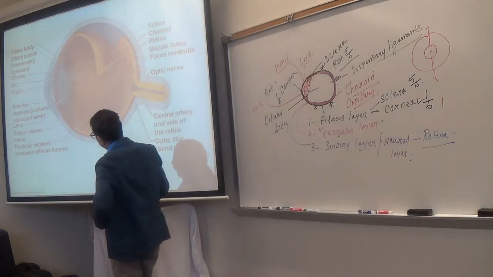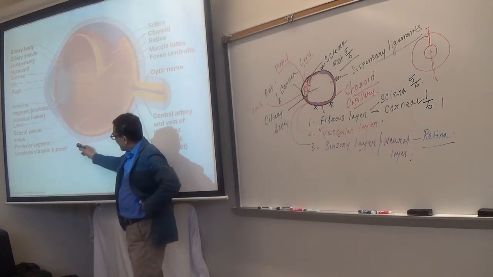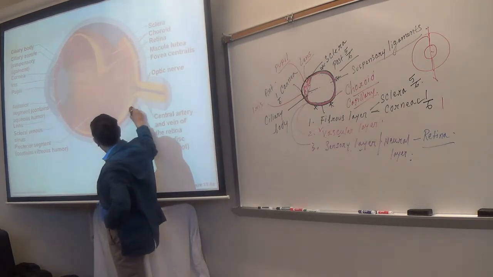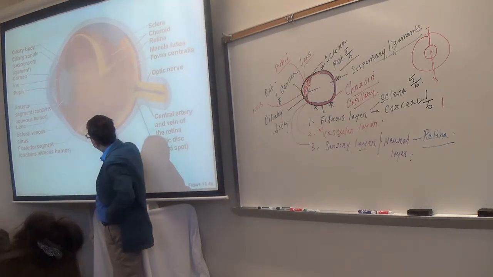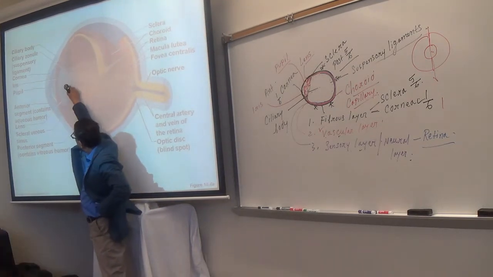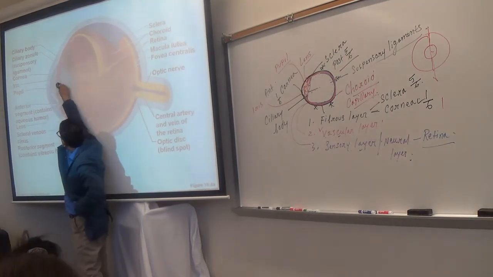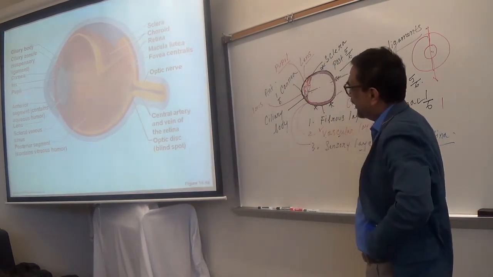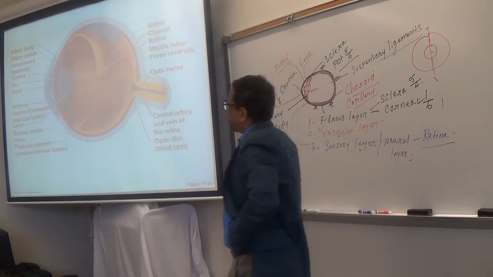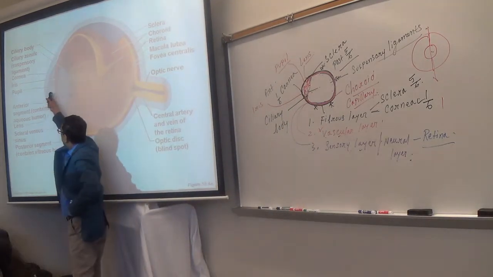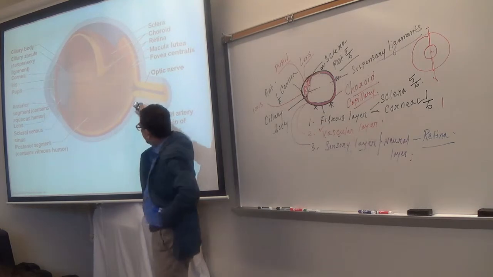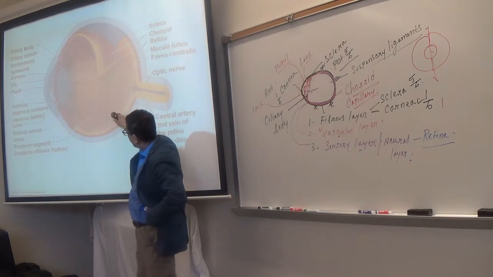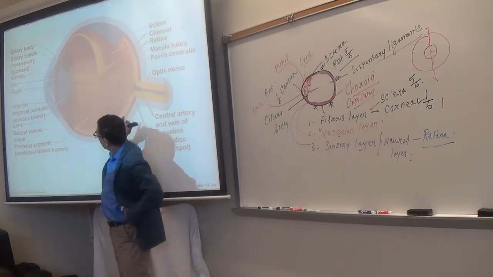So here you see again 1, 2, 3, and this is the sclera, cornea, and this is the middle vascular layer, choroid, ciliary body, suspensory ligaments, iris, pupil. Okay. And this is the lens held there by the suspensory ligaments. And then this is the anterior chamber, this is the posterior chamber. And this is the innermost sensory layer, that's the retina. Okay. It is not present everywhere, only in the posterior part.